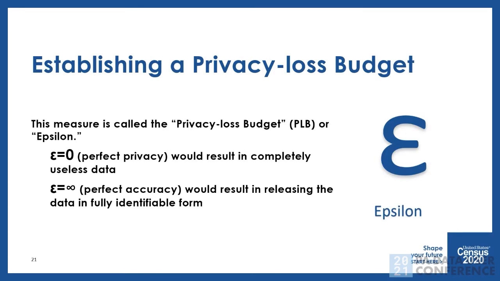But once you've identified that optimal point on the spectrum between perfect privacy with unusable data on the one extreme and perfect data with no privacy protections on the other, that point becomes known as your privacy loss budget. You'll often hear this abbreviated PLB or represented by the Greek letter epsilon. Now, much like a monetary budget, the lower your privacy loss budget, the less privacy you're willing to give up for the sake of data accuracy. An epsilon of 0 would be the world of perfect privacy with useless data, and an epsilon of infinity would be the world of perfect data with no privacy protections at all.